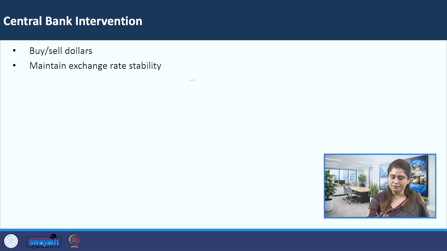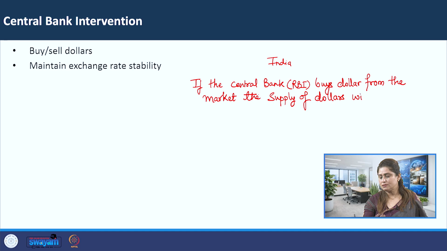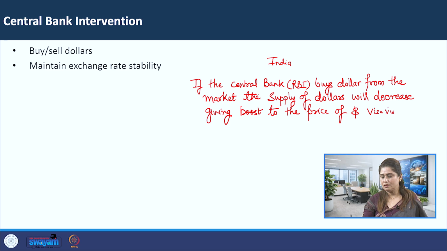For example, let's talk about India. If the central bank RBI buys dollars from the market, the supply of dollars will decrease, giving a boost to the price of the dollar vis-a-vis rupees.